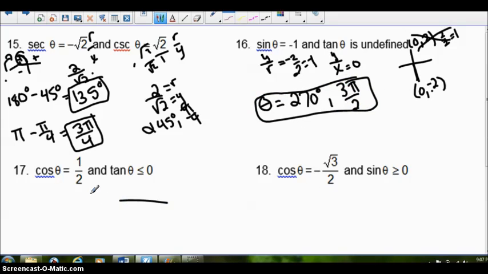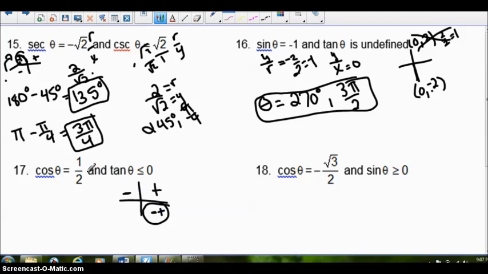Okay, cosine theta equals 1/2, and tangent of theta must be less than or equal to 0. Okay, so tangent of theta is less than or equal to 0 means tangent's negative. So that happens in the second and fourth quadrants. Cosine is 1/2. That's positive. That only happens in the first and fourth quadrants. So our angle has to be in the fourth quadrant.